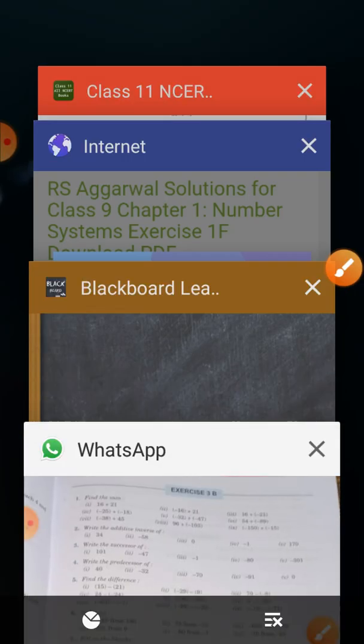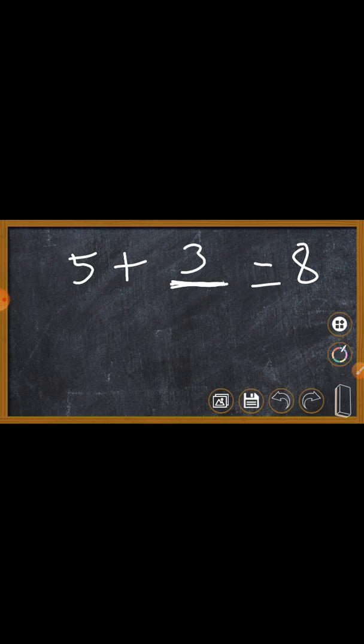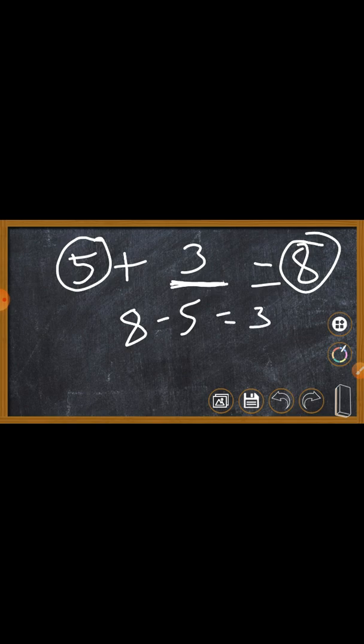So if I ask you 5 plus how much is equal to 8, this one is a blank, fill in the blank. You will be able to tell me very easily that 5 plus 3 is equal to 8. What are you doing? You are subtracting 8 minus 5. You have 8, you have 5, you subtract both of them to get 3 and you put it over here.